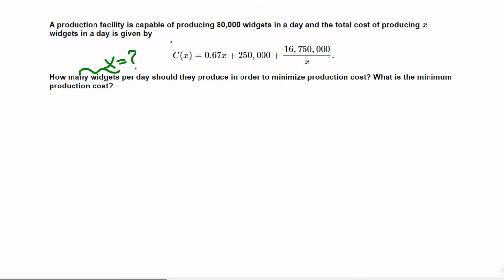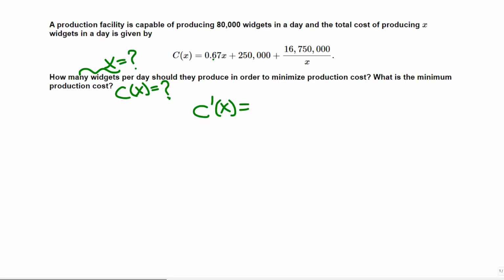So we need to minimize this cost function. And what is the minimum production cost? After we find this x, plug in here and we find the minimum cost. Okay, in any case, whenever we are trying to find maximum or minimum, we need to find critical numbers. That is, we need to find the derivative of the given function. So here let's find the derivative of this C.